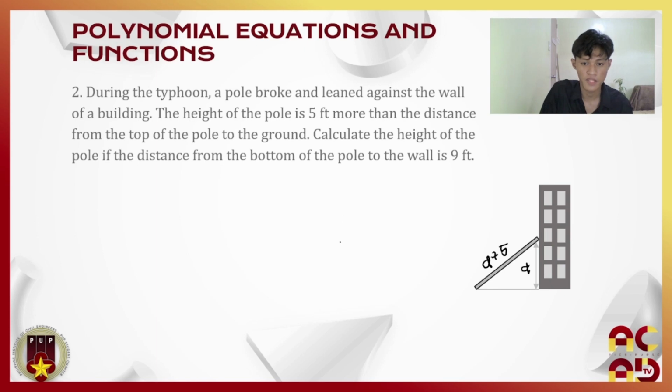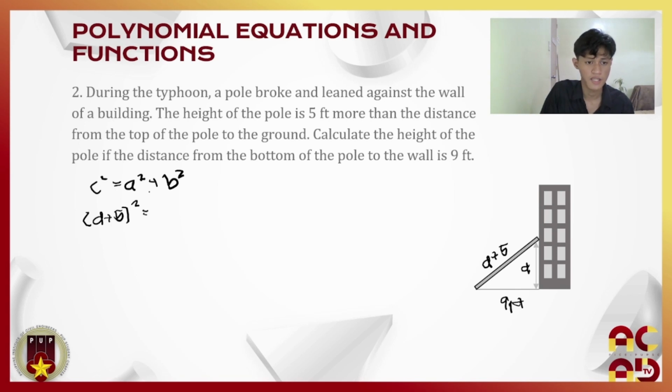So meron tayong given na 9 feet. So ayan. So in order for us to solve this height ng pole, kailangan natin gumamit ng Pythagorean relation or Pythagorean formula by Pythagoras. So we have c squared is equals to a squared plus b squared. So isa-substitute natin yung mga terms na meron tayo. So yung c squared natin is yung d plus 5 since ayun yung hypotenuse ng triangle.